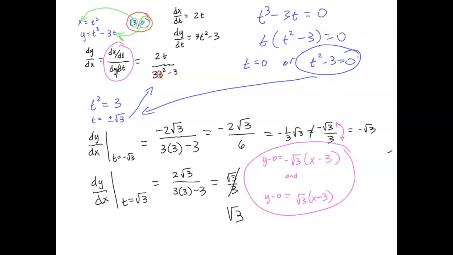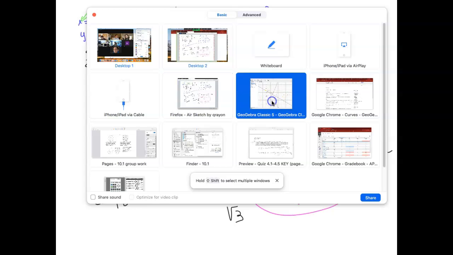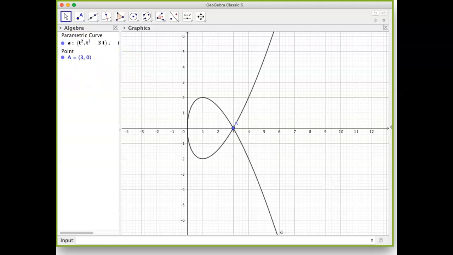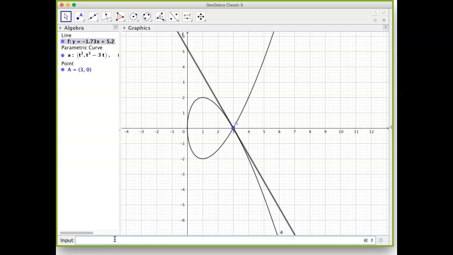All right, so now let's go back to GeoGebra. Oh, just delete this altogether. Okay. y equals negative square root of 3 times x minus 3. There we go. That looks tangent. And then y equals the positive square root of 3 times x minus 3. Also looks tangent.